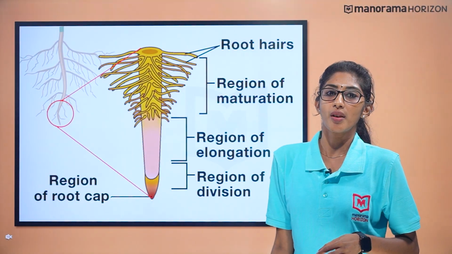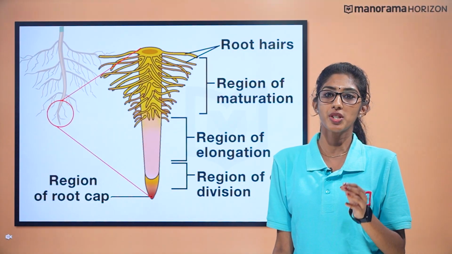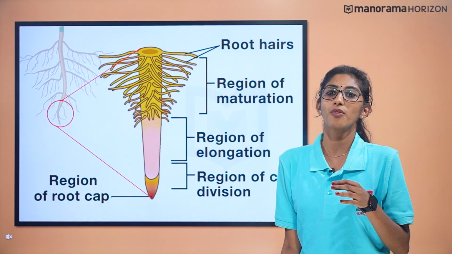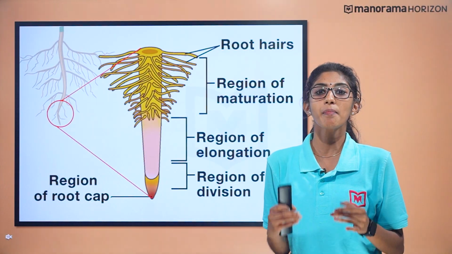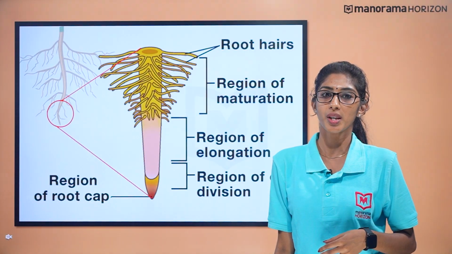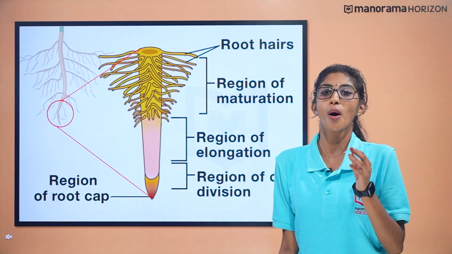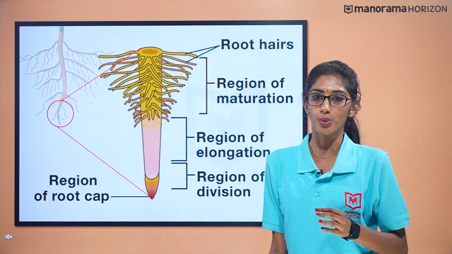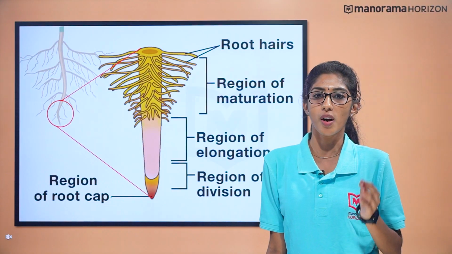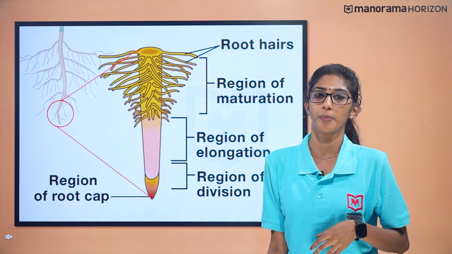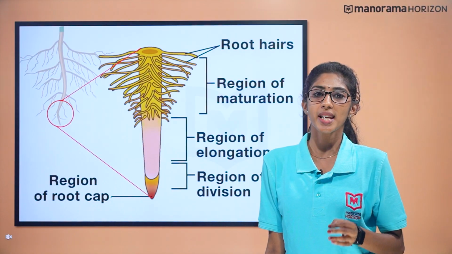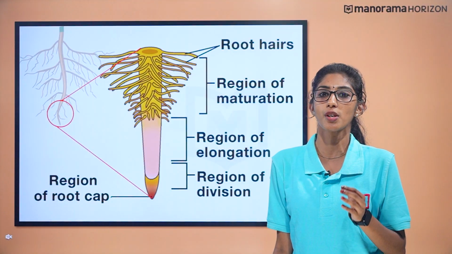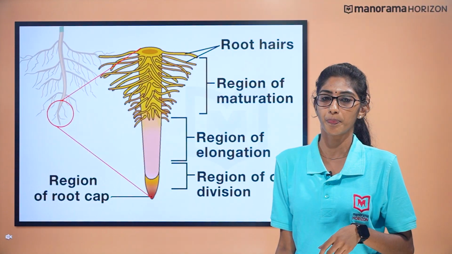It is the region where the primary tissues differentiate into the root. The vascular tissues like xylem and phloem are formed. The root hair zone is the most important part of the root for absorption of water from the soil. The root hairs increase the exposed surface of the root for absorption.